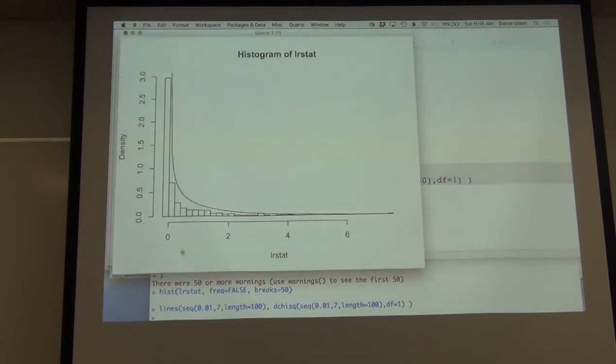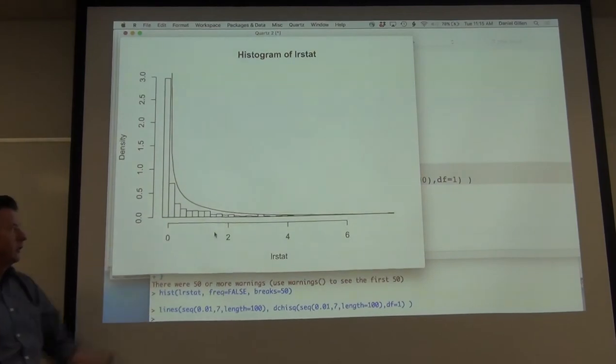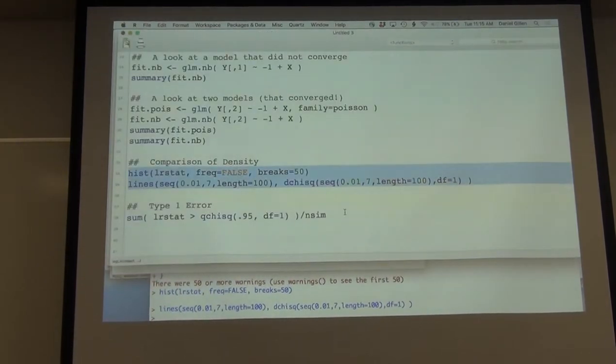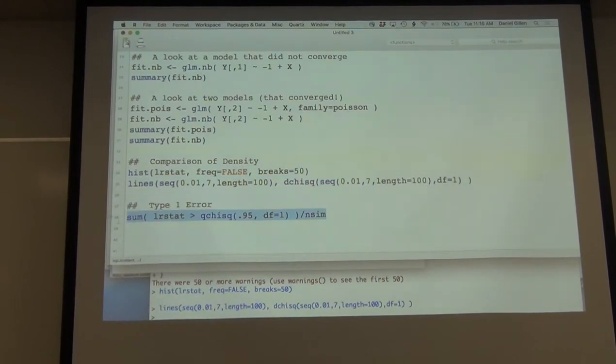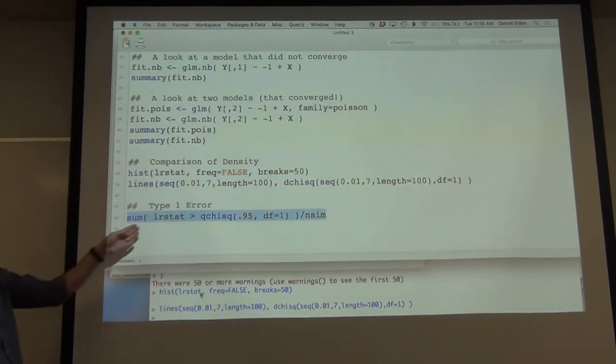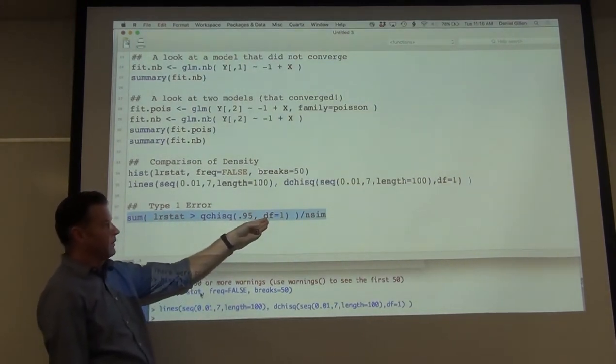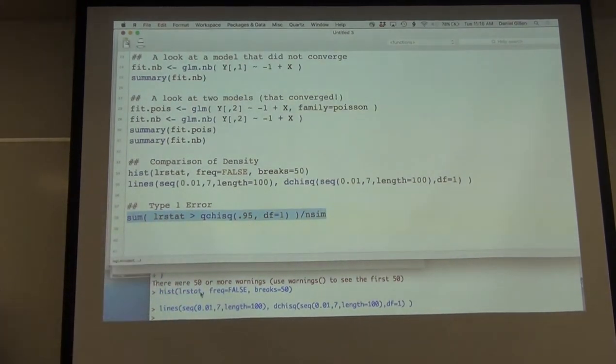Should be basically the exact same picture that I had before. It is. Now this represents truly zero. And if you wanted to look at your type 1 error, I would just sum up how many of those likelihood ratio statistics exceed the cutoff. Again, I asked for the type 1 error if you're really comparing this back to our reference distribution, a chi-square with 1 degree of freedom.